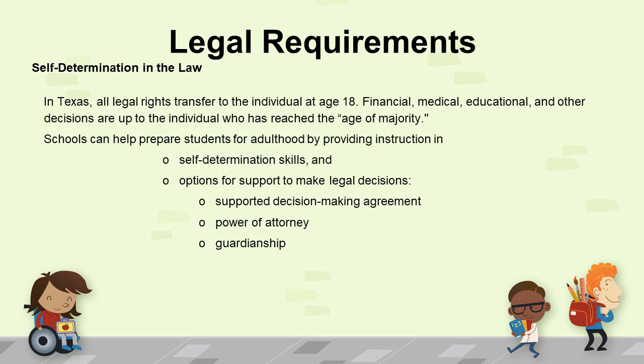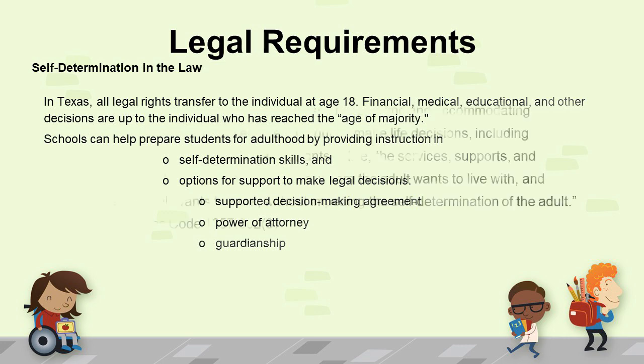In Texas, all legal rights transfer to the individual at age 18. Financial, medical, educational, and other decisions are up to the individual who has reached the age of majority. Schools can help prepare students for adulthood by providing instruction in self-determination skills and options for support to make legal decisions, such as supported decision-making agreement, power of attorney, and guardianship.